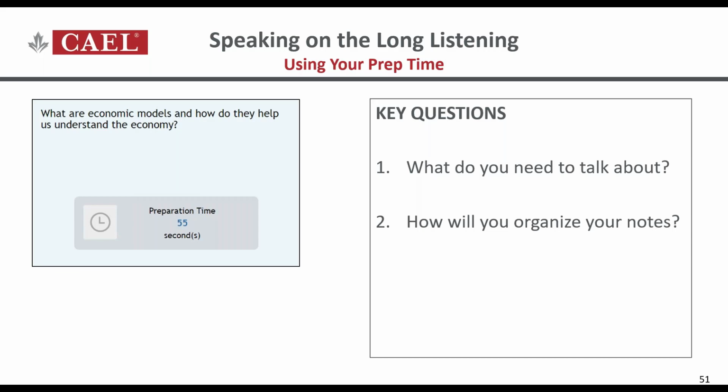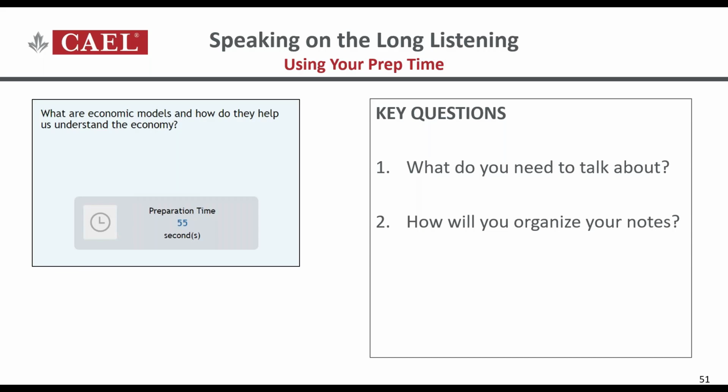Okay, Kim is saying definition of economic models and examples. Thank you. And Saeed is saying intro about economic models. So yes, you need to talk about what economic models are. If you remember when we did the question, we did number 1 and number 2. Number 1 is what economic models are, and number 2 is how they help us understand the economy.